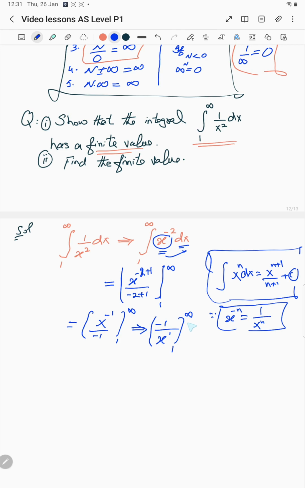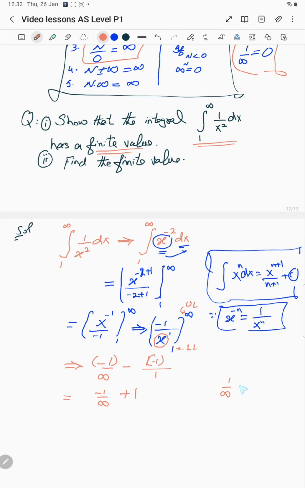Now apply the rule. How to apply the limits? This is the upper limit, and this was the lower limit. So we always use, this is the lower limit, we apply the upper limit here, 1 over infinity in place of x. Upper limit minus is by default minus, and again it is minus 1. Lower limit of x, that is 1. So you see minus 1 over infinity minus, minus 1 over 1.